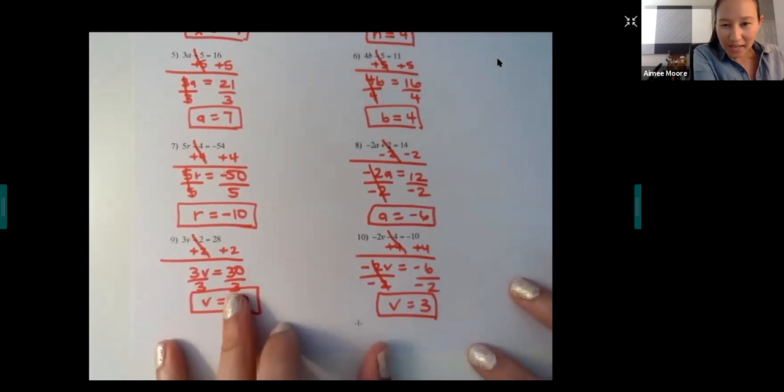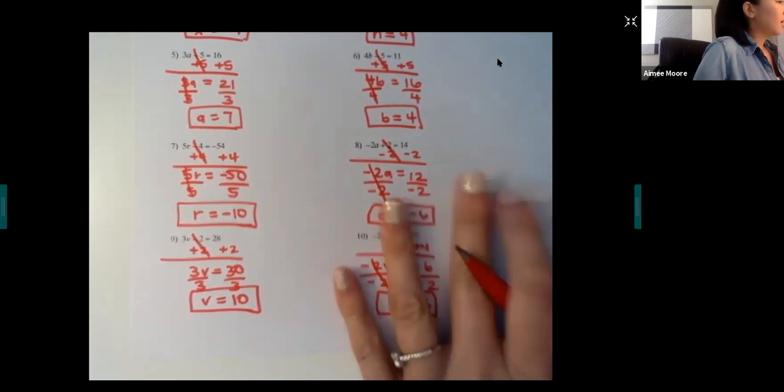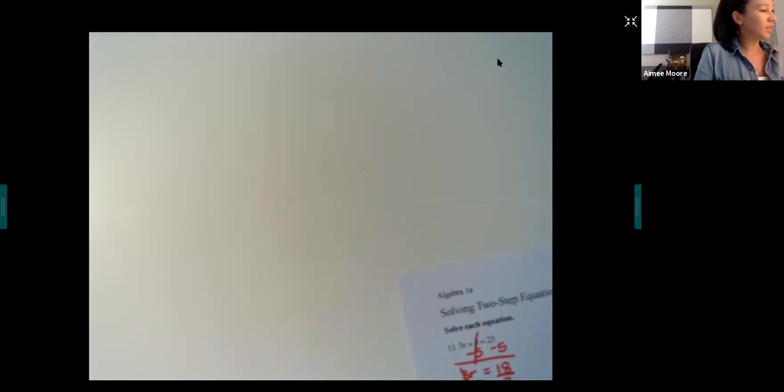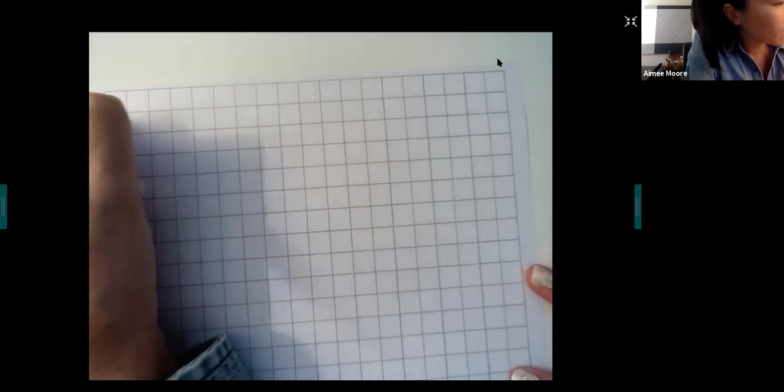Okay, so if you can do this, that's huge. You guys are so good at solving these. The rest of them are going to be really easy. So let's keep going. That was solving two-step equations. Now we're going to throw in some distribution. So our next notes are solving equations with distribution.